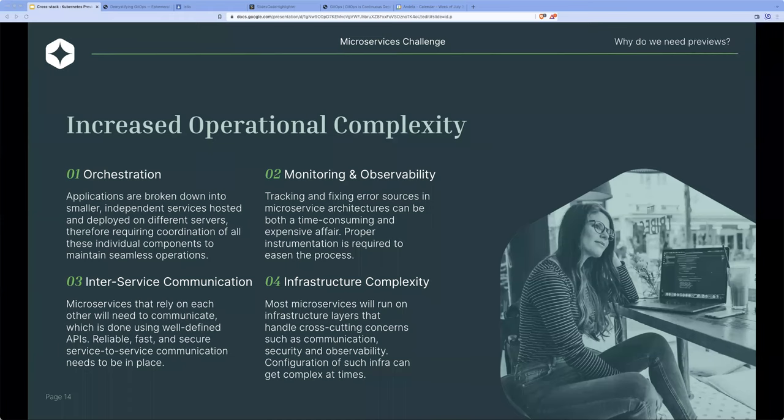It's how do we manage all these microservices? That's orchestration. How are we able to troubleshoot them? And that speaks a lot into monitoring and observability. And of course, infrastructure complexity comes in with where you're deploying all these things. So you could be using Kubernetes, but also because of how microservices work, you end up having a lot of other third-party or in-house tools to help with one of the four operational complexity topics.